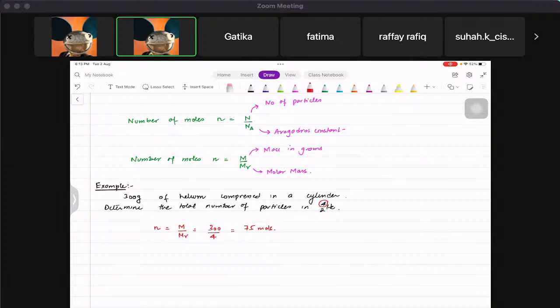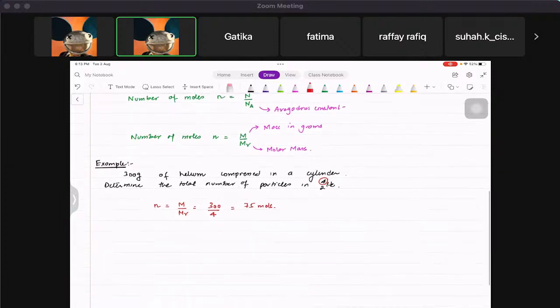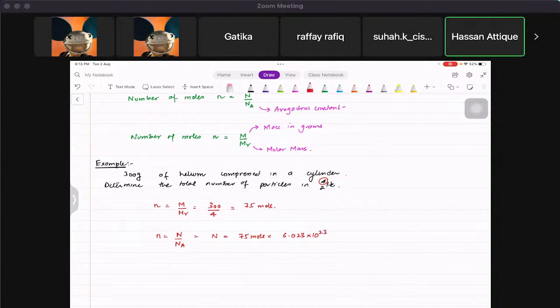Then to find the number of particles, we can do n equals N over Na, and here N will be equal to 75 moles times Avogadro's constant, which is 6.023 times 10 raised to power 23. This is going to give you 4.5 times 10 raised to power 25 particles. Is it clear? It is that easy. Understood?